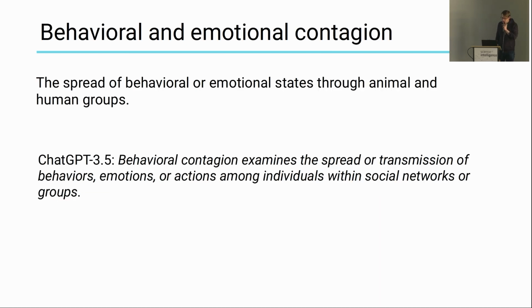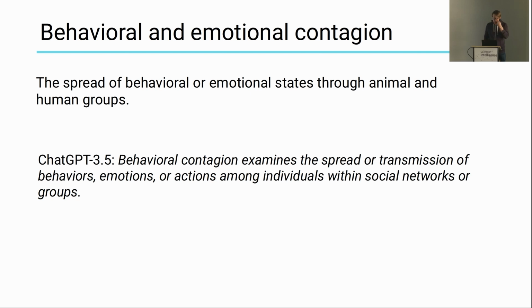Okay, and the last one, which is a little bit different, but still something we work on, and therefore I will mention it here, is spreading processes as a form of collective behavior. And behavioral or emotional contagion basically means spread of behaviors or emotional states through groups. And again, ChatGPT is very similar to that, and mentioned explicitly social networks, but again, this is very closely aligned.